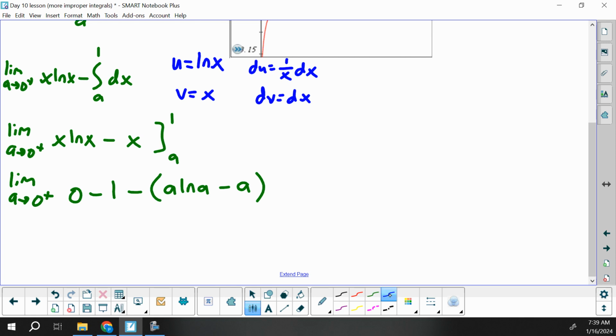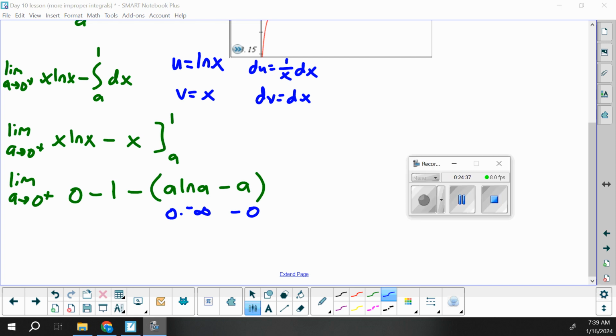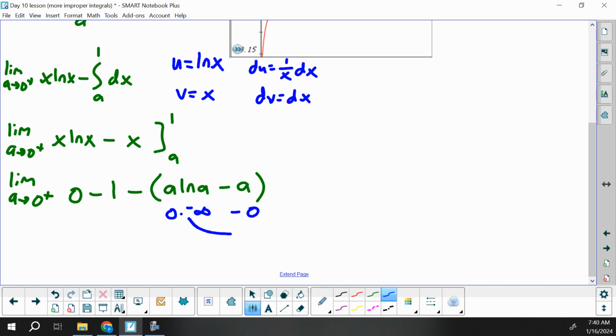So we'll have 0 minus 1. This is going to be a 0 here, and then this is going to be times a negative infinity. And then this will be minus a 0 for that part. So a 0 times any type of infinity is an indeterminate form. So we need to actually take that off to the side.